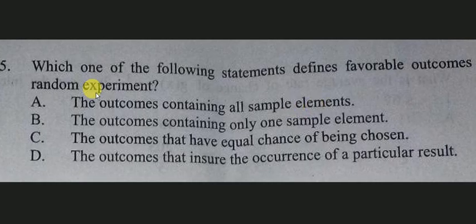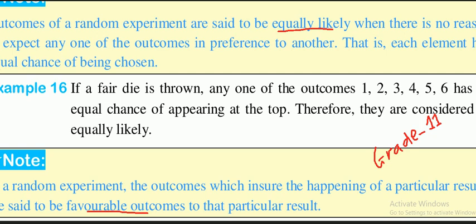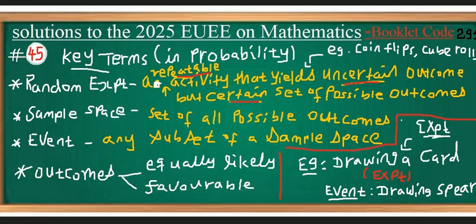Next, problem number 45. Which one of the following statements defines favorable outcomes in a random experiment? In order to answer this problem we have to recall certain terminologies from probability. What is a random experiment? What's the meaning of favorable outcome?